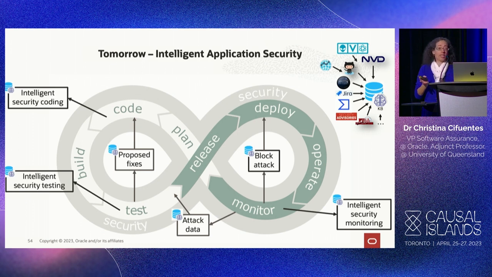So if we put all of those examples together, this is the tomorrow that we envision at Oracle Labs. Being able to have intelligent application security all the way through. There's a lot of different aspects to it, right? You could be doing intelligent security coding. There could be intelligent security testing. That security testing could actually be proposing fixes automatically for you. You could also be doing intelligent security monitoring, being able to block attacks, at the same time being able to provide that attack data so that it can be taken into account back into the development process, right?